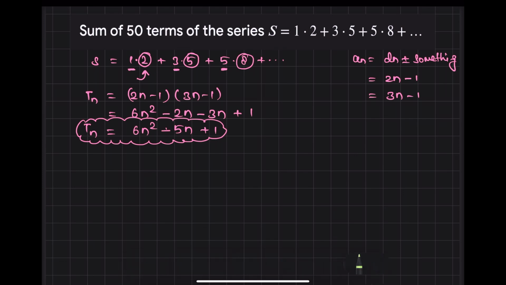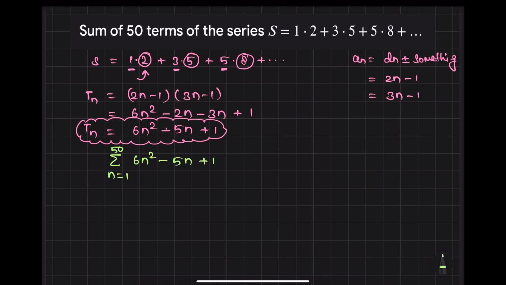Now what you have to do, you have to apply the limit. So look at this, how we will apply the limit. So summation n starts from 1 to 50. So you have to write down things till 50 terms. Okay. So you have to apply the limit this way. So 6n square minus 5n plus 1.